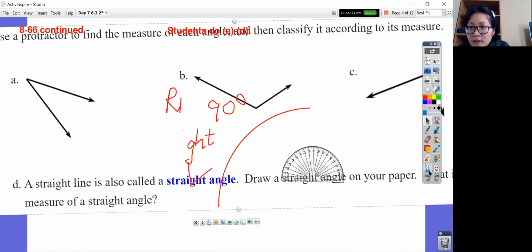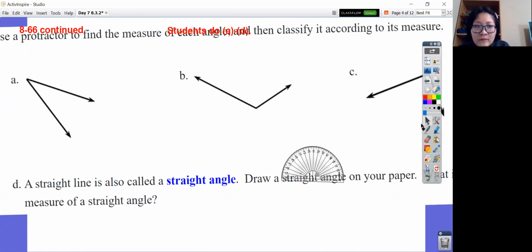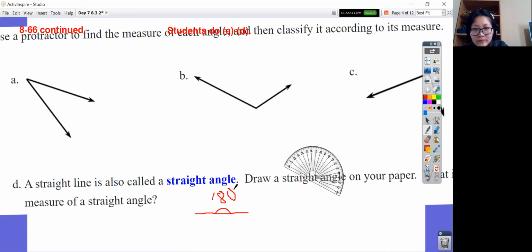All right, question D. A straight line is also called a straight angle. Draw a straight line or a straight angle on your paper. Okay, I'm going to draw it. Straight line. This is what we call 180 degrees. Okay.